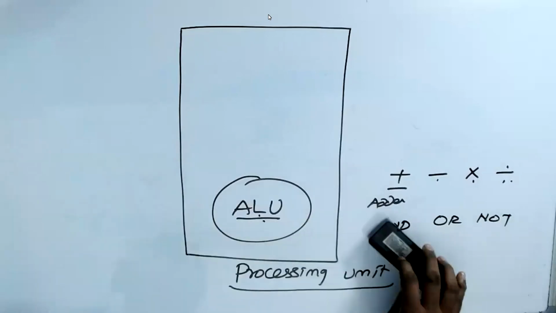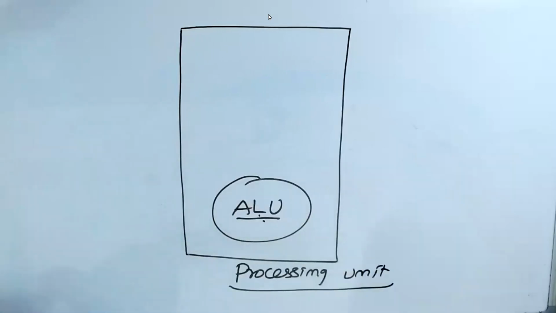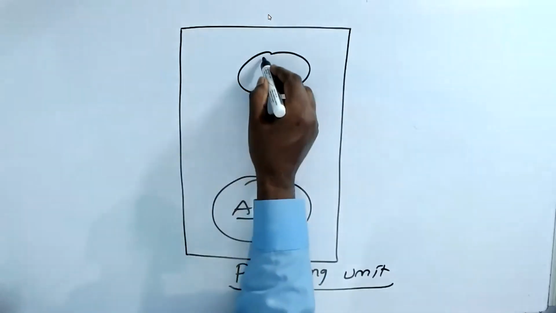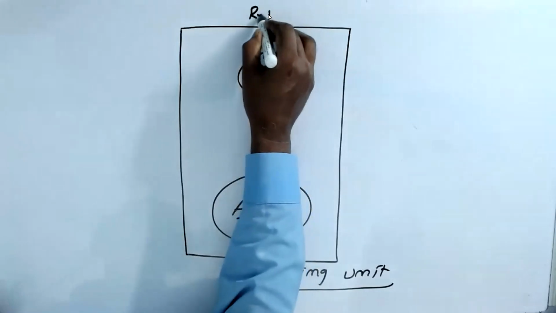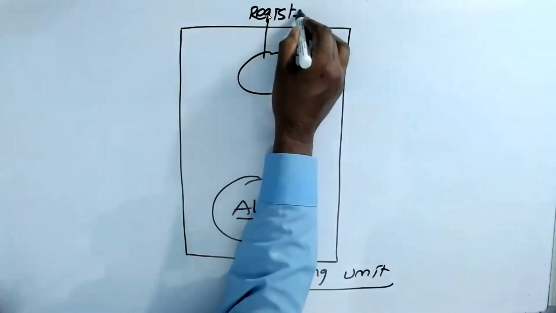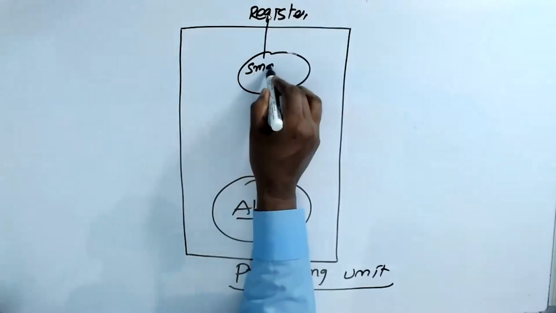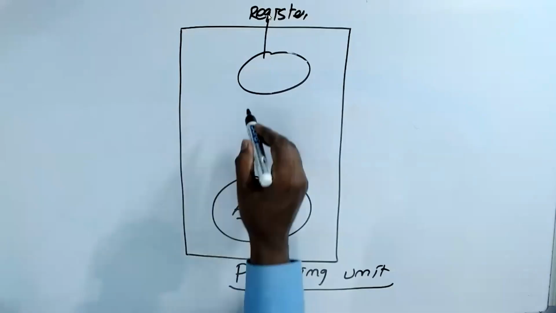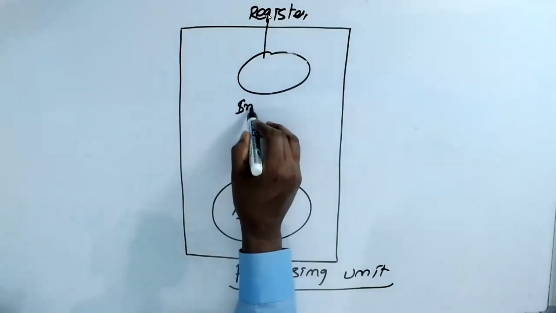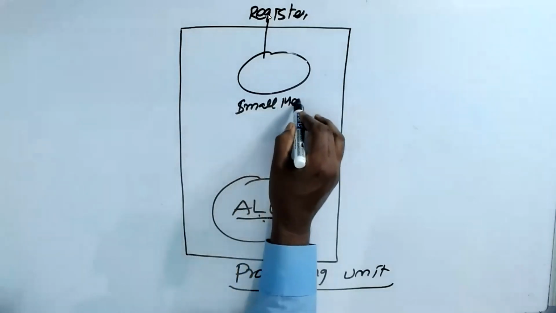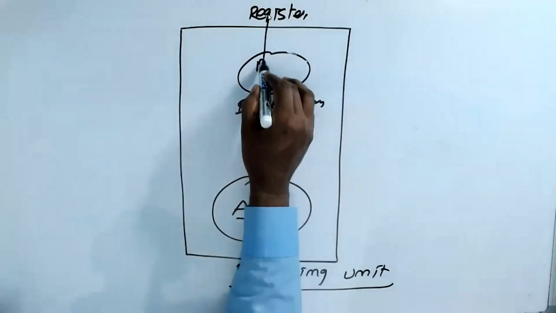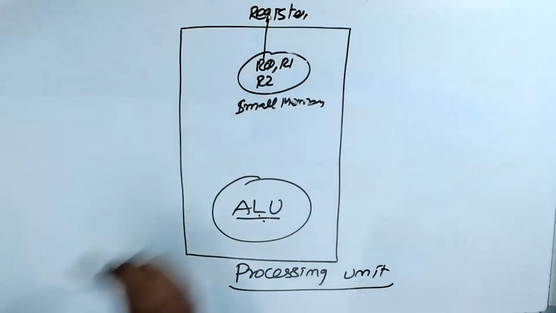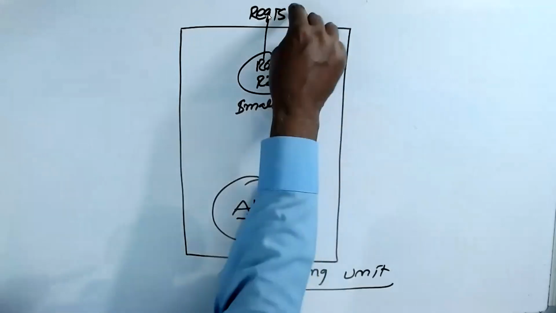But the microprocessor also has a small memory. What memory? This is called register. Small memory. This is what all microprocessors in the world have. We normally call them R0, R1 like that. Okay, we don't call this a memory. Even though it's a memory, we call it a register.